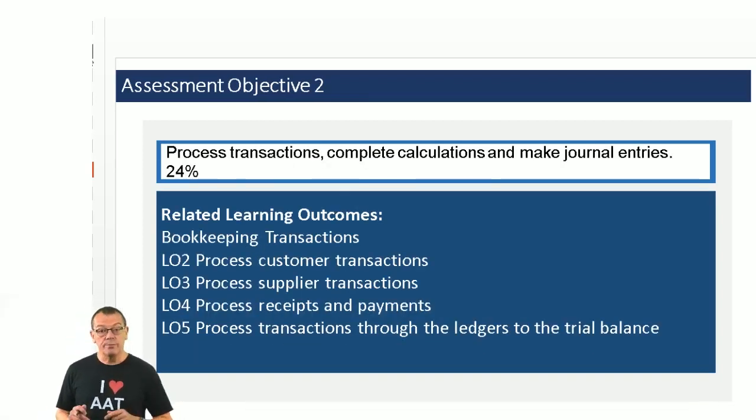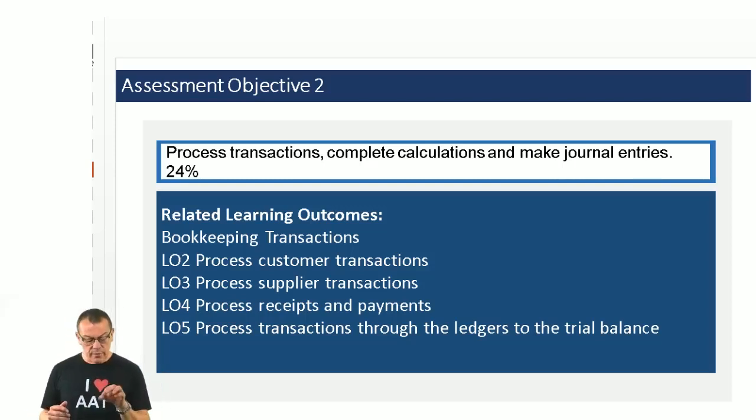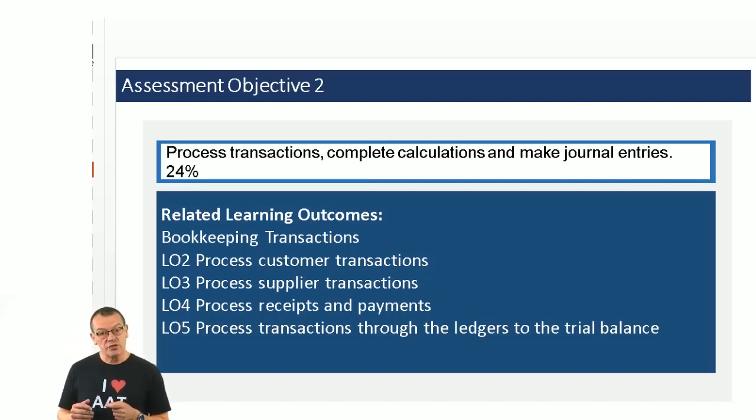Now AO2, this is all to do with processing transactions, calculations and journal entries. So where's this coming from? Where does the examiner get the information from? What the examiner's doing here is pulling information from bookkeeping transactions. So this is where your bookkeeping transactions unit comes in, in more depth.